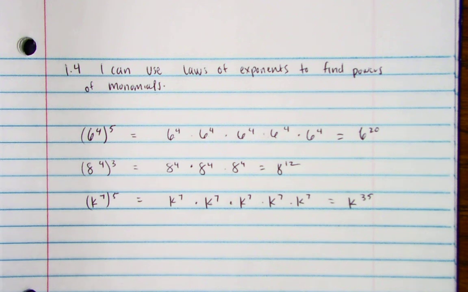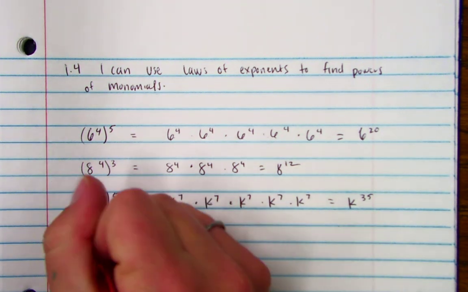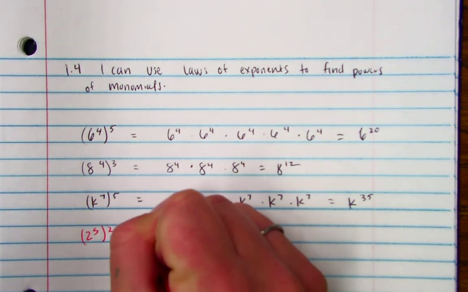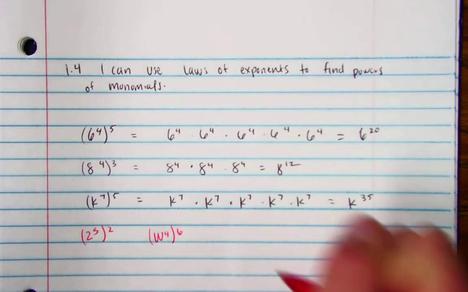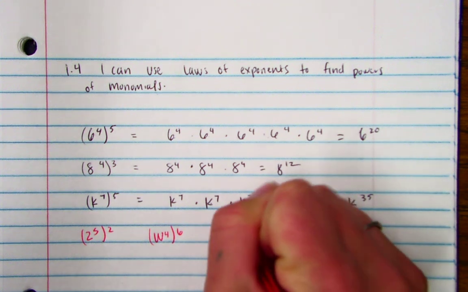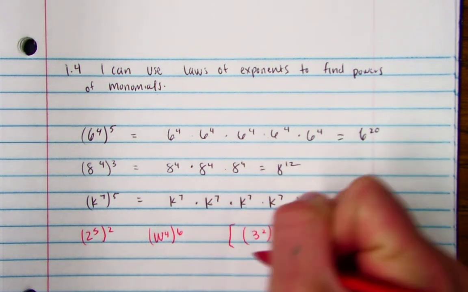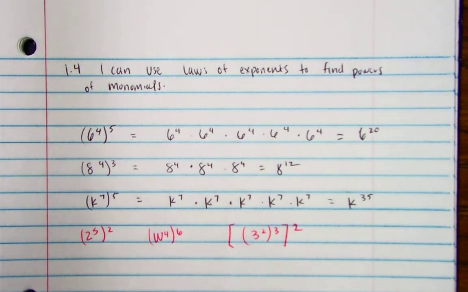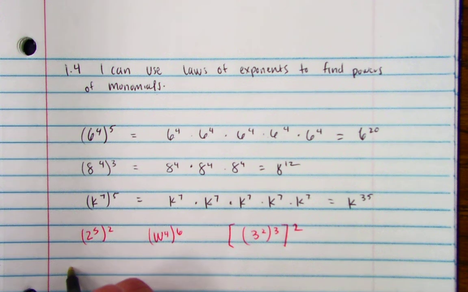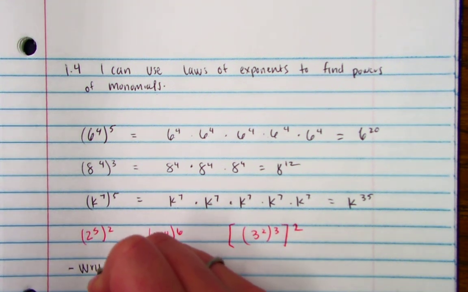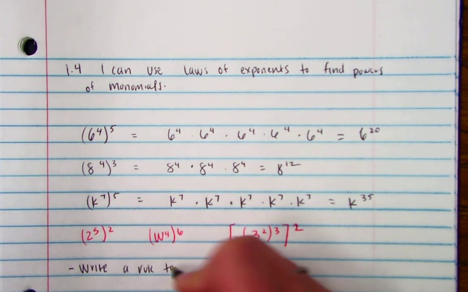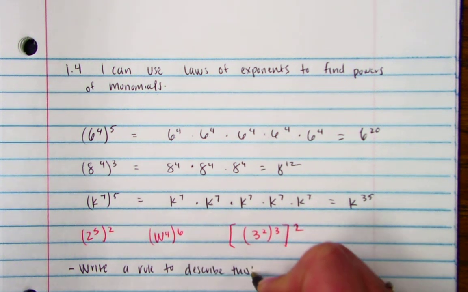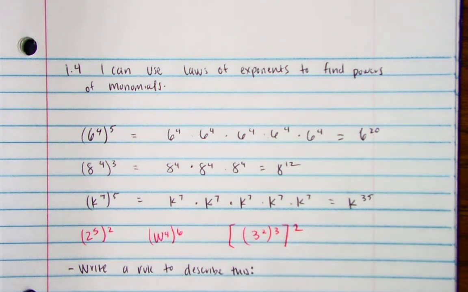So I want you guys to try these for me in your notebooks. 2 to the 5th squared, w to the 4th to the 6th, and here's one, 3 squared cubed, and then all of that in brackets squared. So try those 3 in your notebooks. And then I want you to write a rule to describe this. I need you to write in your own words what rule you have to describe this.